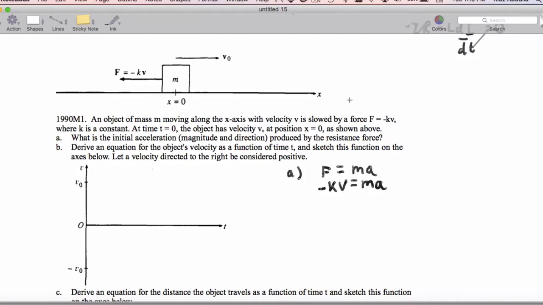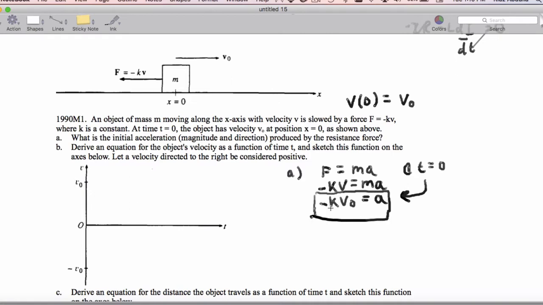So just to be clear, our initial condition is that v at time equals 0 is v naught. What that means is that at time equals 0, we can do a little substitution here and say negative k v naught equals ma. So our initial acceleration is going to be exactly this. I'm sorry, I need to divide by m to get my full answer. So that's part A.